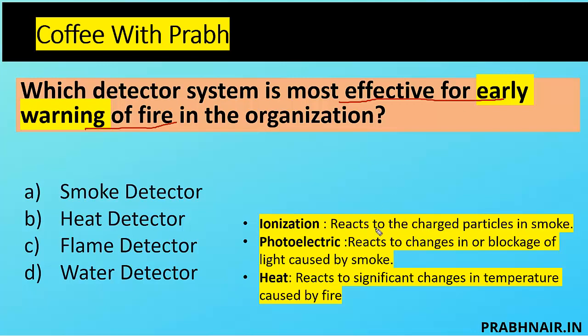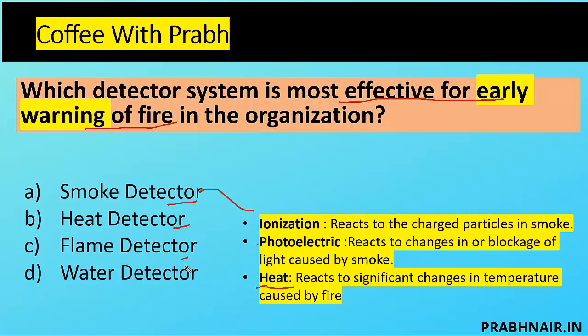The second is the photoelectric detector, which reacts to changes in the blockage of light. So if there is enough smoke in the room, the light is suppressed and it raises a sensor. It is mostly used in a data center, but I'm not waiting for enough smoke with enough heat. The question talks about early. A smoke detector detects smoke, first ionization, then photoelectric. Heat detector, I will not wait for the heat to build up and only then activate.